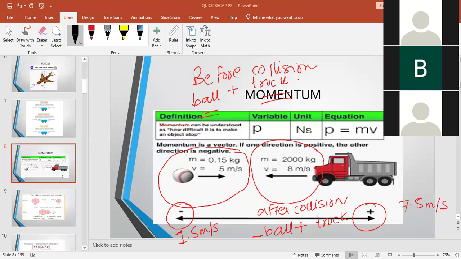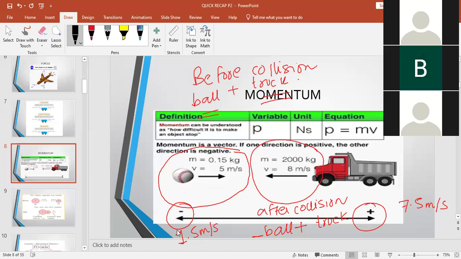Yes. Can you repeat your question? How will you calculate the after collision momentum? After collision equals before collision? But I'm asking for the total momentum after collision. How will you calculate it?